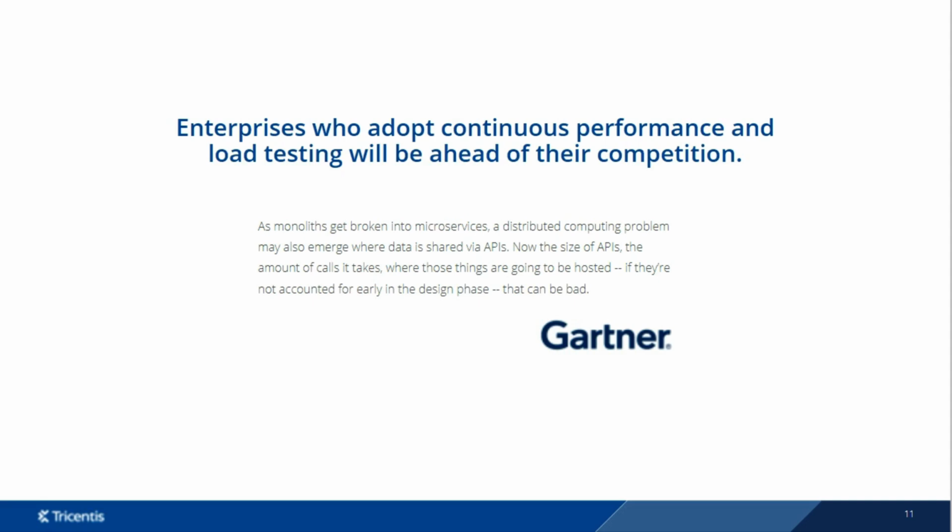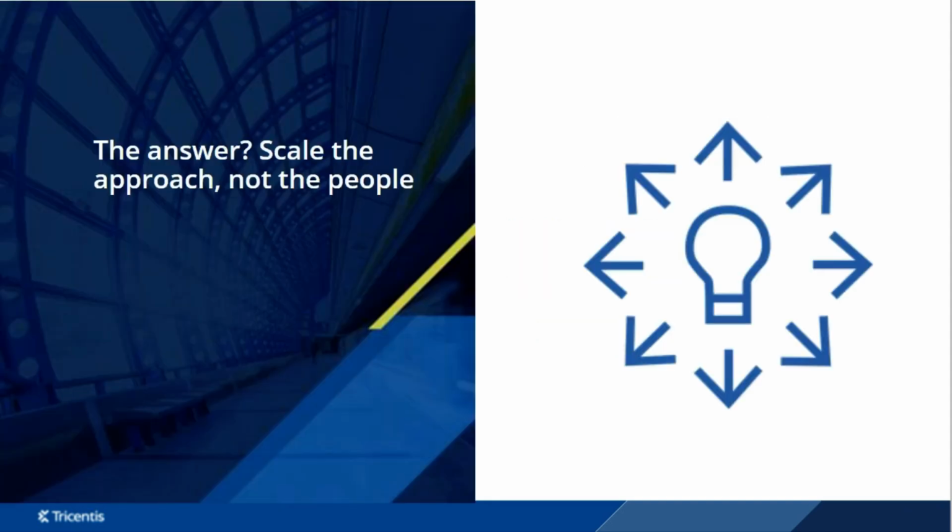So really, we need to go shift left and make sure that we're bringing in the development and they're able to account for, at the API level, what kind of considerations do they need to make if an API is going to be hit, and what endpoint considerations do they need to make early in the design phase, so that as the microservices application is becoming a monolith, it's being built from the ground up in a way that's going to perform. So what's the answer? Is to scale the performance engineering approach and not the people.